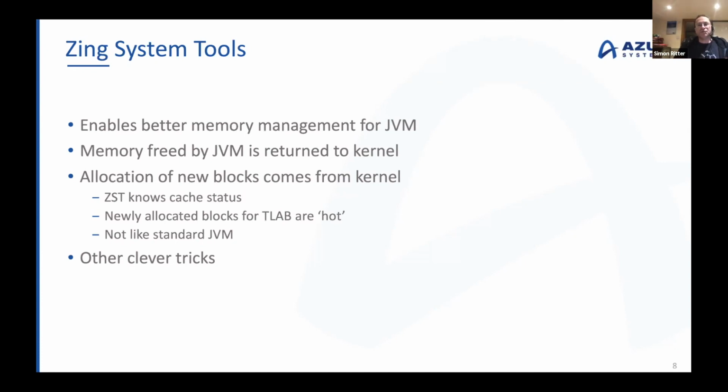We can do some other clever tricks with these things. One of those is what we call contingency memory. The way that the Zing system tools works is that in order to be able to manage memory for the JVM, we grab a large amount of memory, typically when the machine boots. You can configure it in different ways, but by default, we grab a load of memory when the machine boots and make that available for the JVM. What we'll do is keep some of that memory aside as contingency memory.